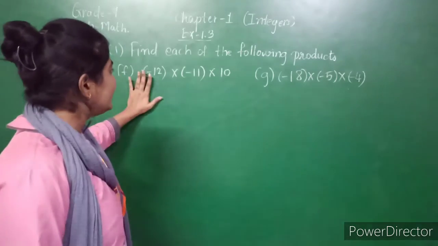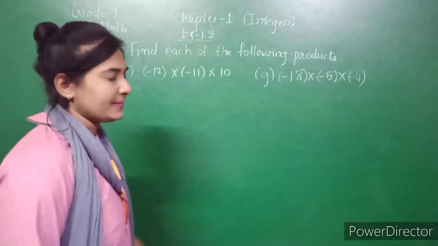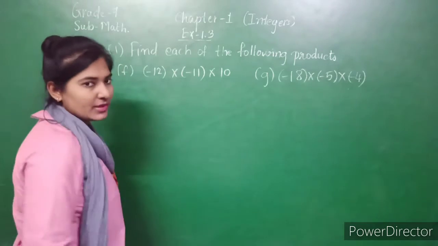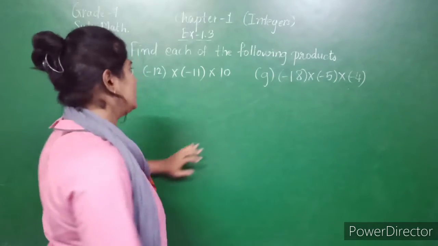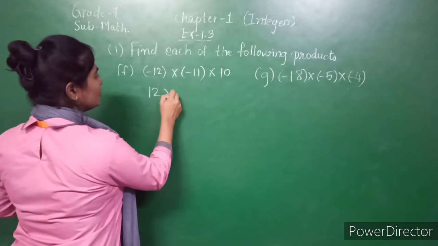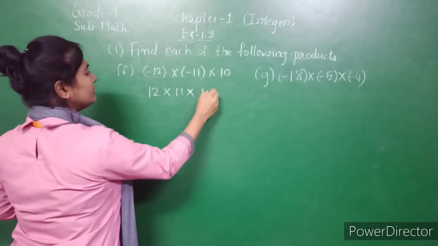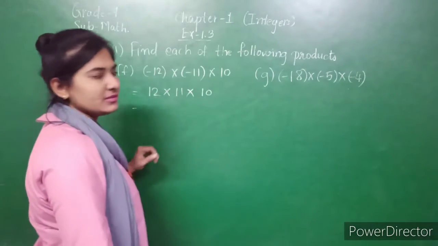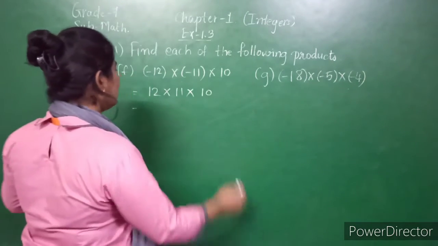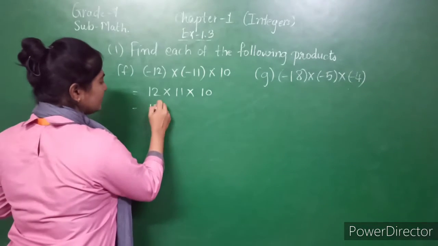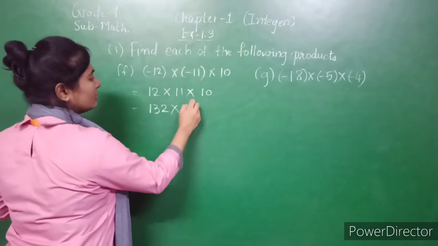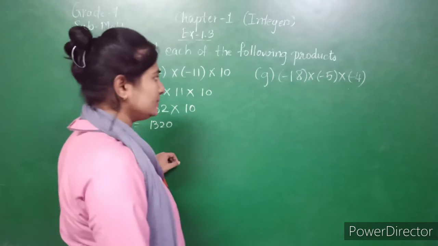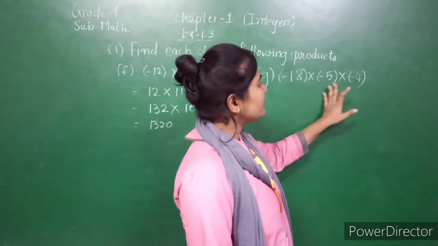Now next is minus 12 into minus 11 into 10. So here, how many times is minus given? That is 2 times, so here our answer will be positive. So here 12 into 11 into 10. We remove minus from here because 2 times minus are given, so it means the answer will come positive. So 12 into 11, that is 132, into 10, so it is 1320.